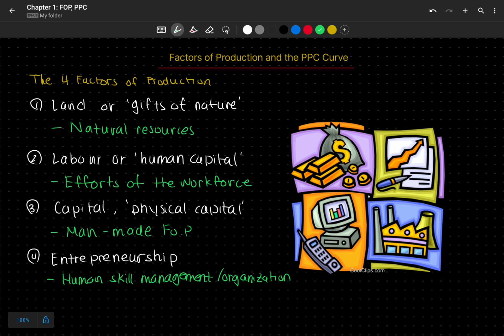As a quick side note, money is not a factor of production because it isn't directly involved in the process of production. It only pays for the other factors of production. So money itself is not a factor of production.